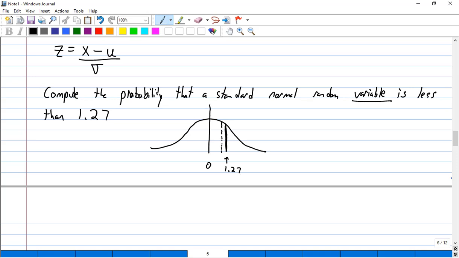And I want to know the probability that the standard normal random variable is less than 1.27. Probability is the same thing as area. Now, does less than mean to the left or to the right of 1.27? Less than 1.27 would be to the left, right? Less than, to the left. So what I want to find out is all of this area under the curve right here to the left.